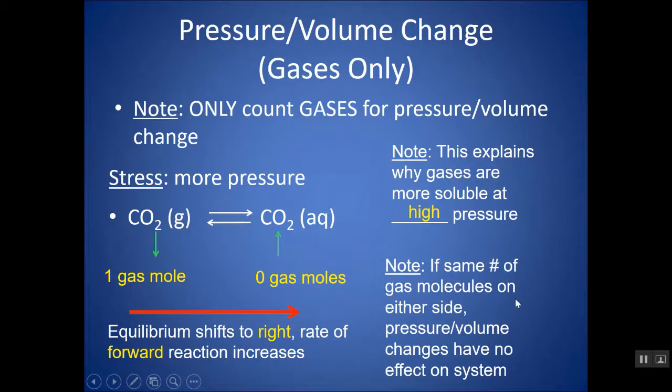If you have the same number of gas molecules on either side of your reaction, then pressure volume changes have absolutely no effect. So whether you have 1 gas and 1 gas, or 0 gases and 0 gases, then changing the pressure or volume would not shift equilibrium and it would have no effect on the concentrations.